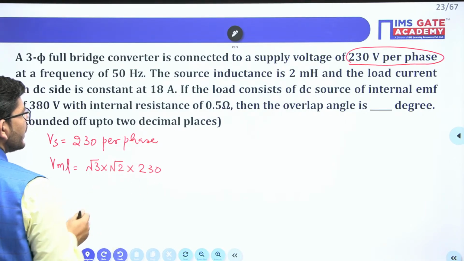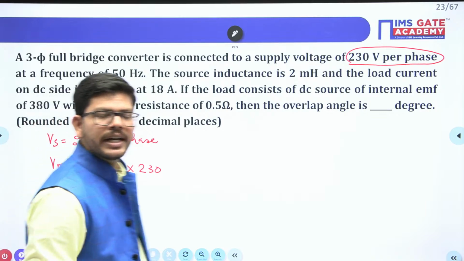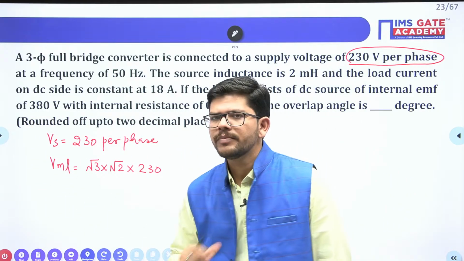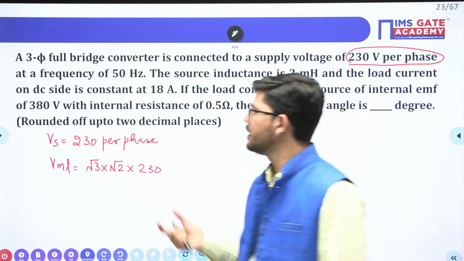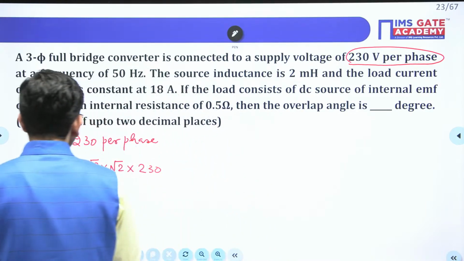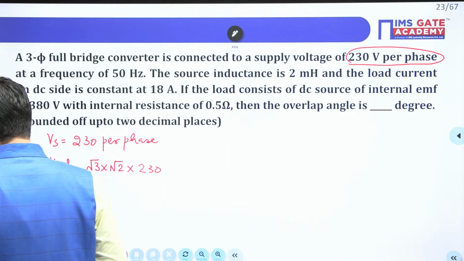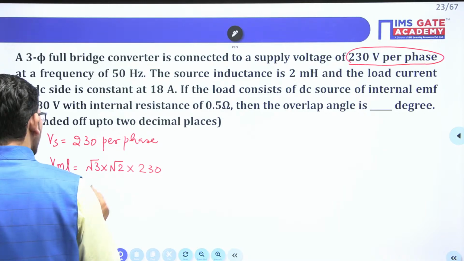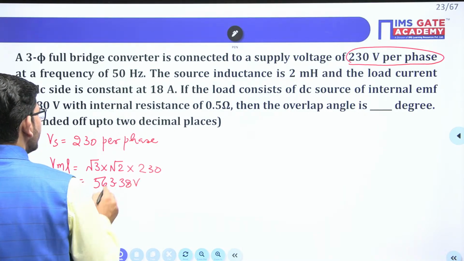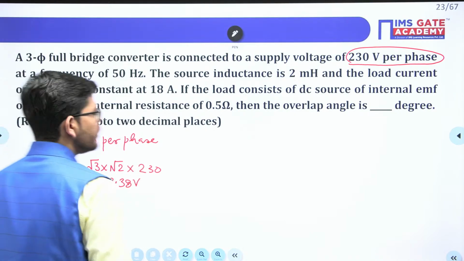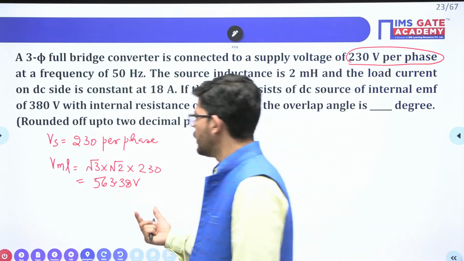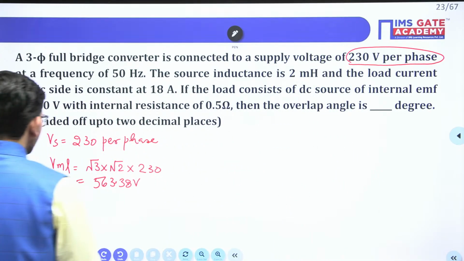Are you getting this fact? If per phase is not written here, we will only multiply this voltage by root 2. Since per phase is written and we have to determine the line voltage, root 3 will be multiplied as well. So this will be how much? If you calculate this, you will get 563.38 volt as the VML value. So VML will have a value 563.38 volt.